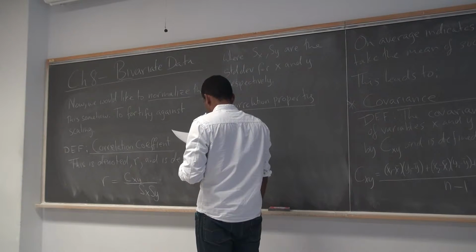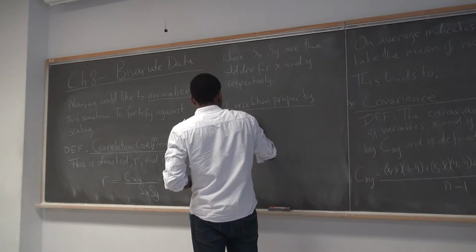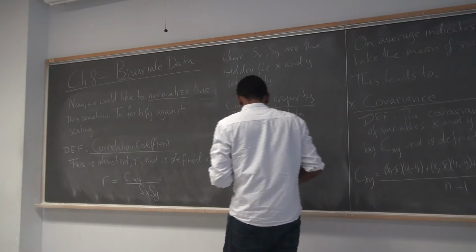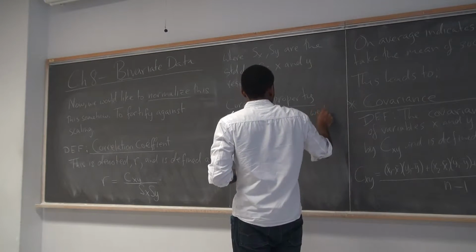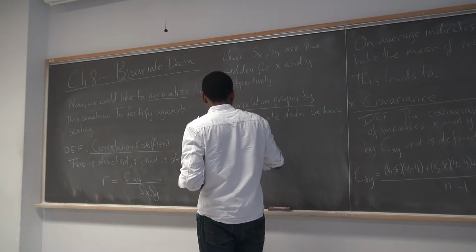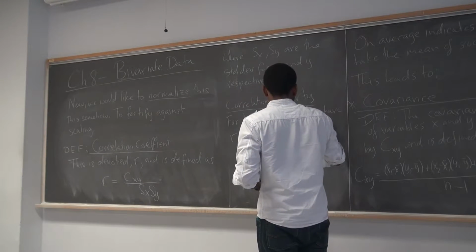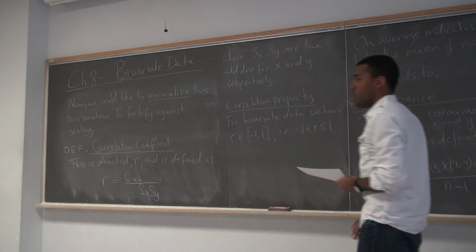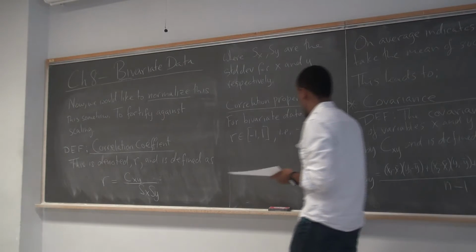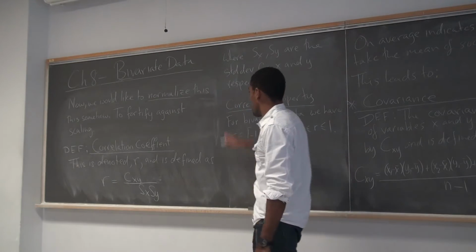While we do this, you're going to see a property here for the variance data. R will always be in this range. There's some more properties I'm going to say afterwards, but that's something that's very important.